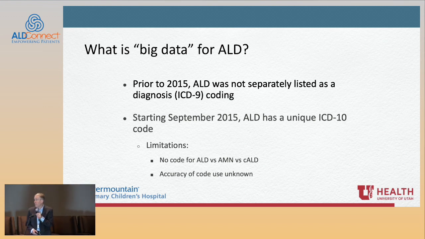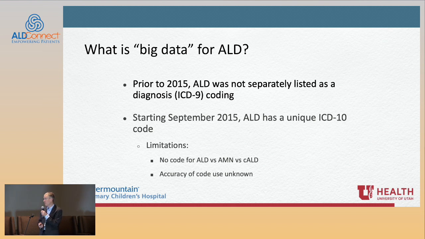So what do I mean when I say big data for ALD? Prior to 2015, a big limitation to any work we could do was that ALD was not a separate diagnosis in the ICD-9 coding. If you're in the hospital as a patient or in a clinic, you are diagnosed with a condition and you get a code attached. Prior to 2015, all leukodystrophies were lumped into one big diagnostic code, which meant you couldn't differentiate a patient from a data standpoint who had MLD or ALD or Krabbe disease or anything else. After 2015, ALD now does have its own code.